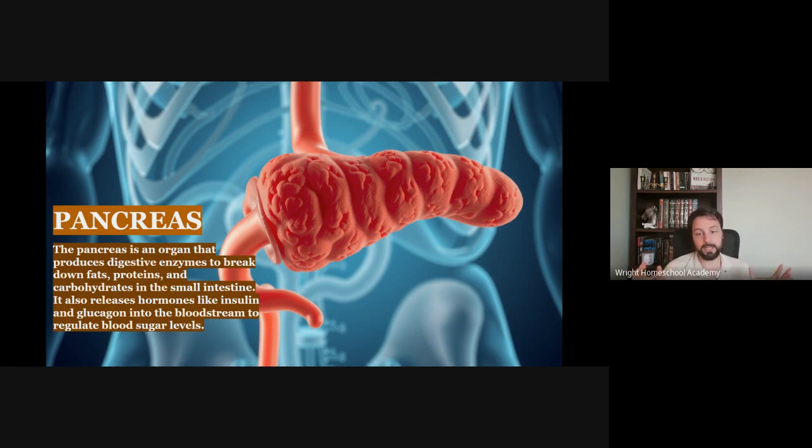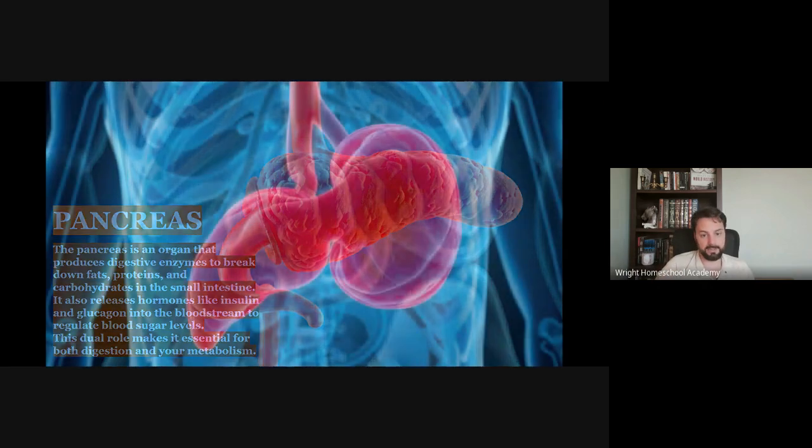So technically, it's part of the endocrine system as well, which is responsible for releasing hormones, which are messengers, which tell your organs what to do. So this dual role, meaning it's working for both your digestive system and your endocrine system, makes it essential for both digestion and your metabolism.